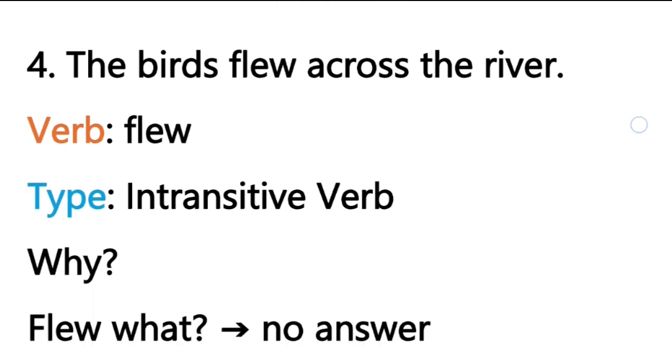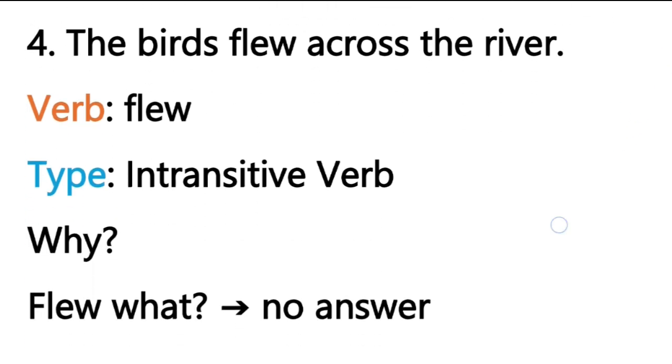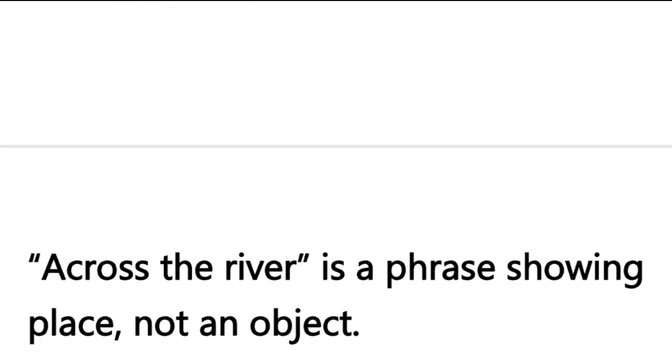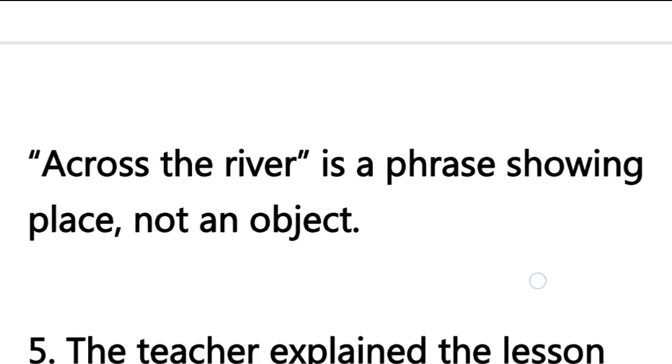Now let's talk about question number 4, which says the birds flew across the river. The verb over here is flew and the type is intransitive. Why so? Because if we ask flew what, we won't get the answer. Also, river over here is not an object. Across the river is rather a phrase showing place and not an object. This is how it has been used in the sentence.